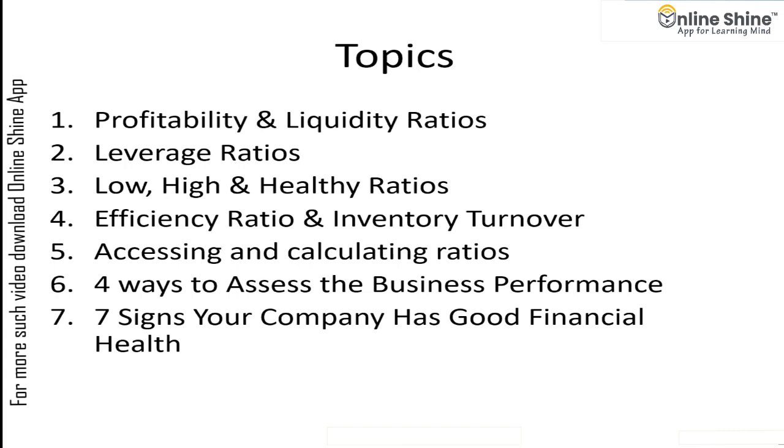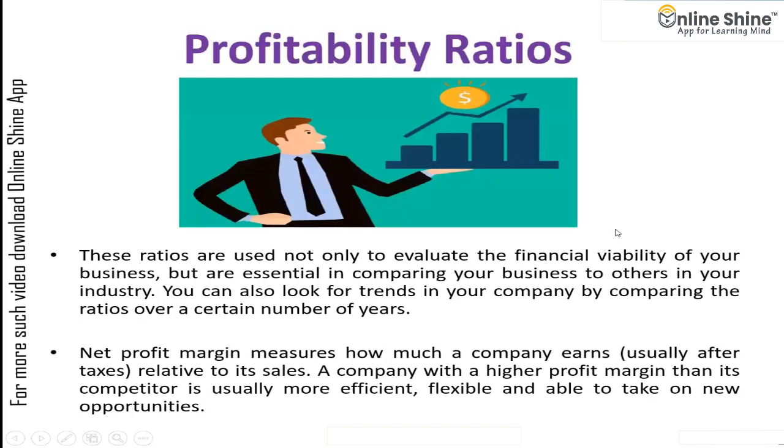One is profitability and liquidity ratios. Two, leverage ratios. Three, low, high, and healthy ratios. Four, efficiency ratio and inventory turnover. Five, assessing and calculating ratios. Six, four ways to assess business performance. Seven, signs your company has good financial health. I hope this will be very interesting, and students will learn a lot from this part of the video. First, let's start with profitability ratios.